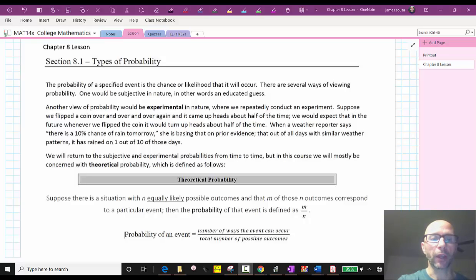Suppose there is a situation with n equally likely possible outcomes and that m of those n outcomes correspond to a particular event. Then the probability of that event is defined as m divided by n. So we say the probability of an event is equal to the number of ways the event can occur divided by the total number of possible outcomes. Let's take a look at some examples.